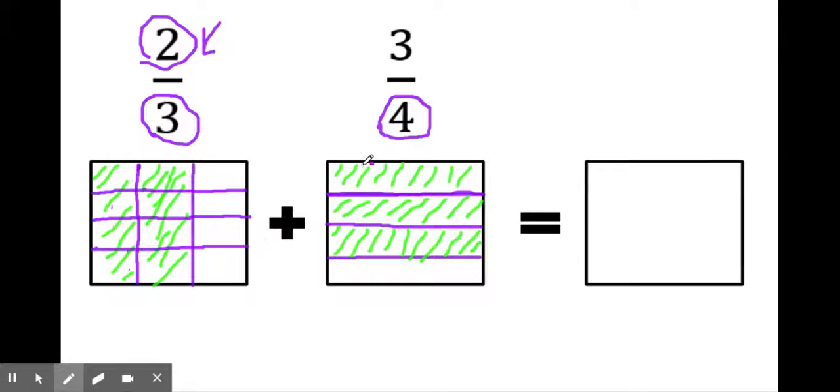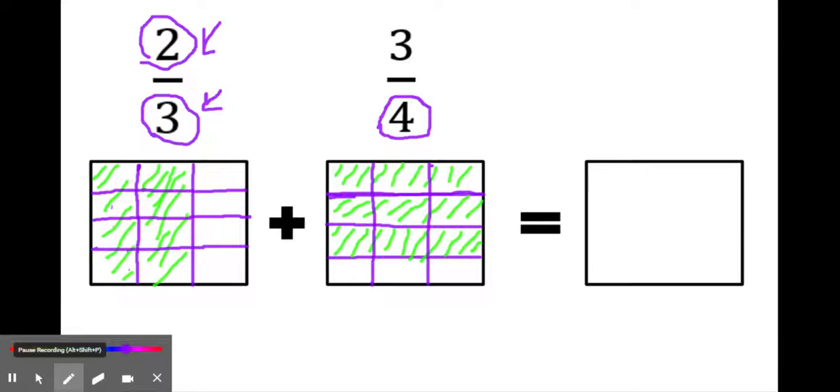We're going to do the same thing to our second fraction, except this time we're going to divide it into thirds. You want to divide it into the denominator of the first fraction. Since we went horizontal the first time, this time we're going to go vertically. So we're going to divide this area model into thirds. When you finish, you should have the same amount of pieces in each area model. 1, 2, 3, 4, 5, 6, 7, 8, 9, 10, 11, 12.